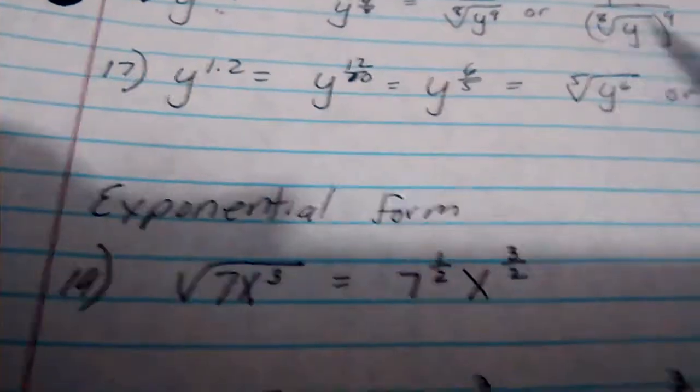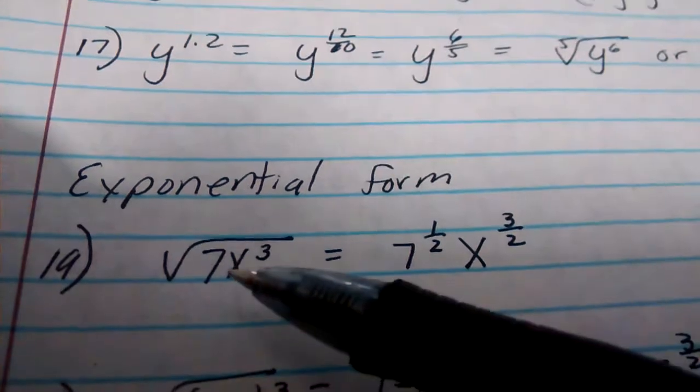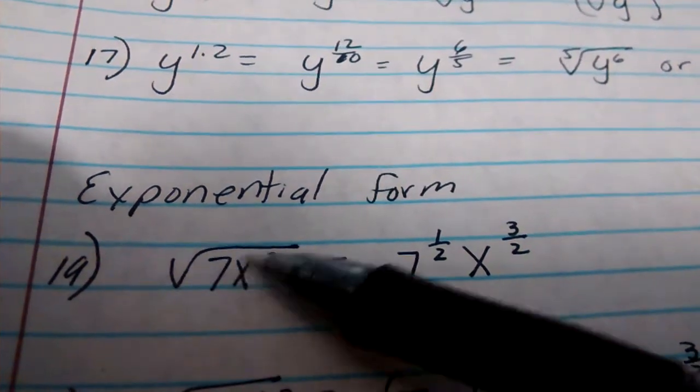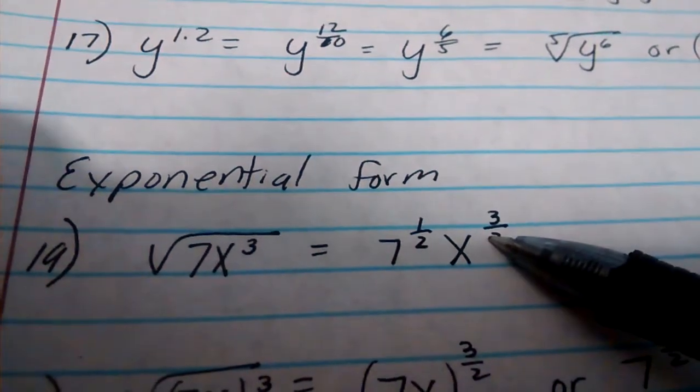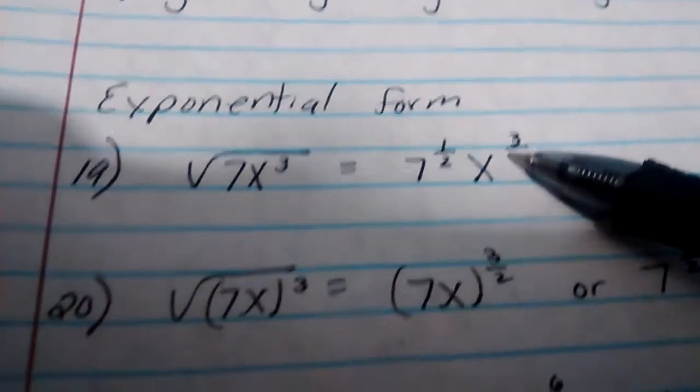Okay, putting them in the exponential form, you have to be careful here. This square root goes with both of them, but this 3 only goes with the x. So that's how you would write it in exponential form.